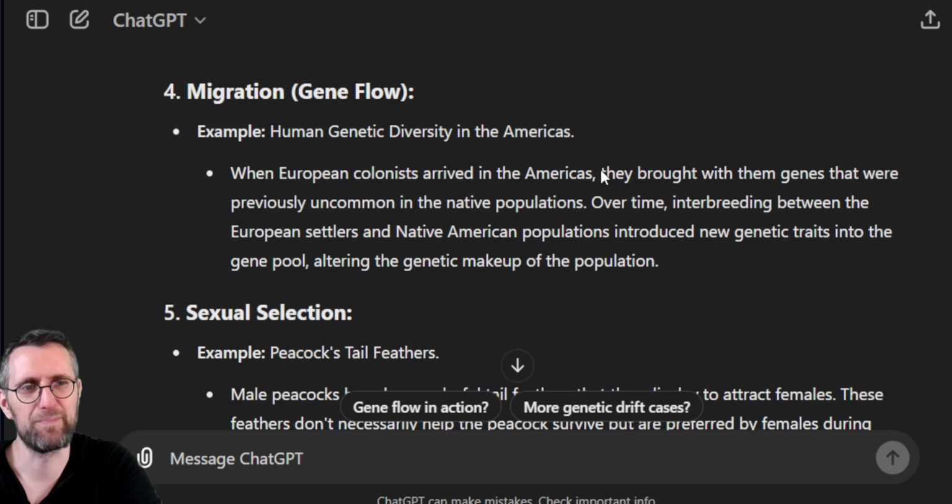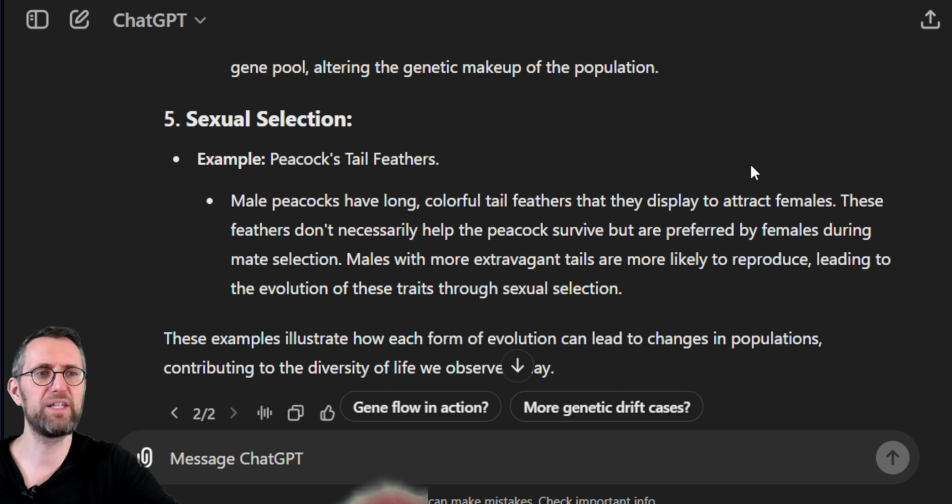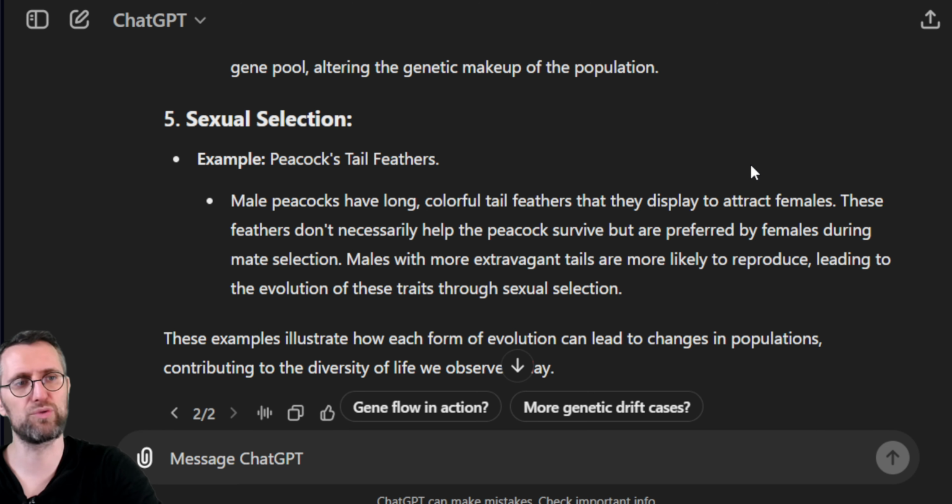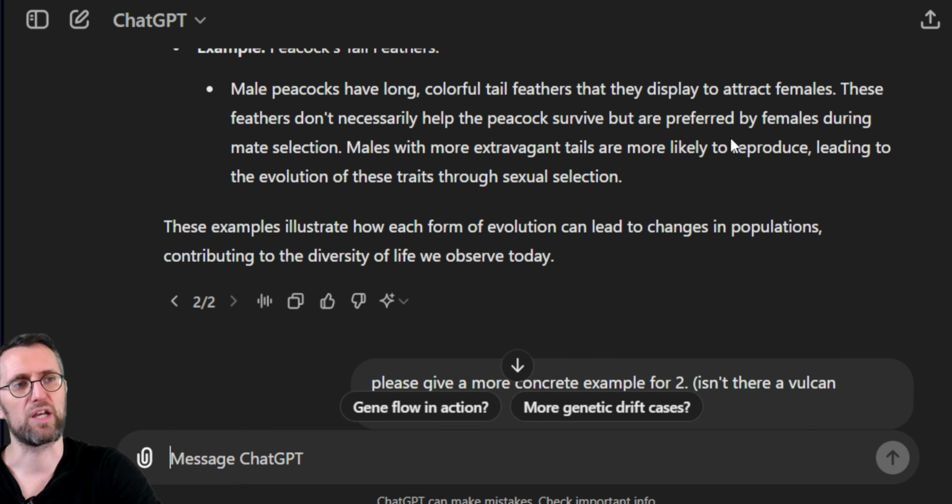I guess, right? So sexual selection. Male peacocks have long, colorful tail feathers that they display to attract females. These feathers don't necessarily help the peacocks survive, but are preferred by females during mate selection. Males with more extravagant tails are more likely to reproduce, leading to the evolution of these traits through sexual selection.